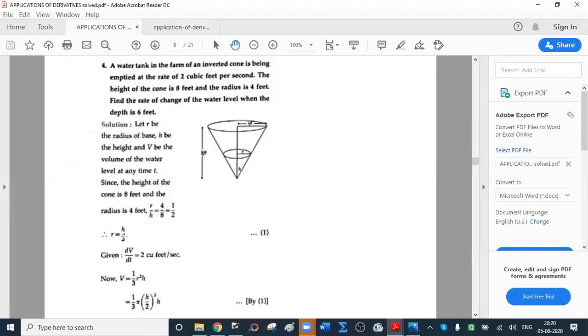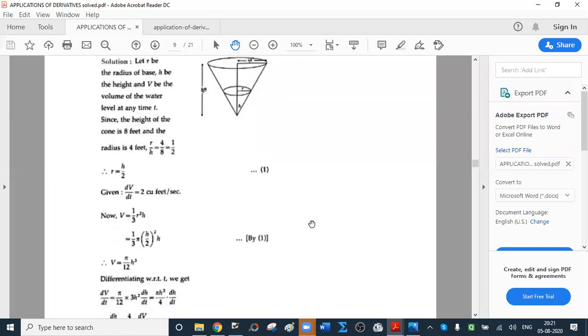H upon 2. Okay. Now we are given that dV/dt is 2 cubic feet per second. But what is the formula for volume of a cone? See, this mensuration part is important. Volume of cone is 1/3 pi r square h. But what is R? It is h by 2.